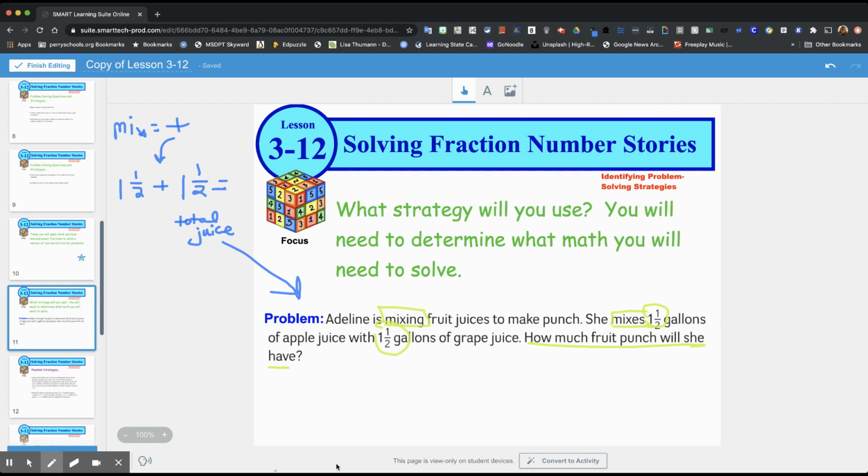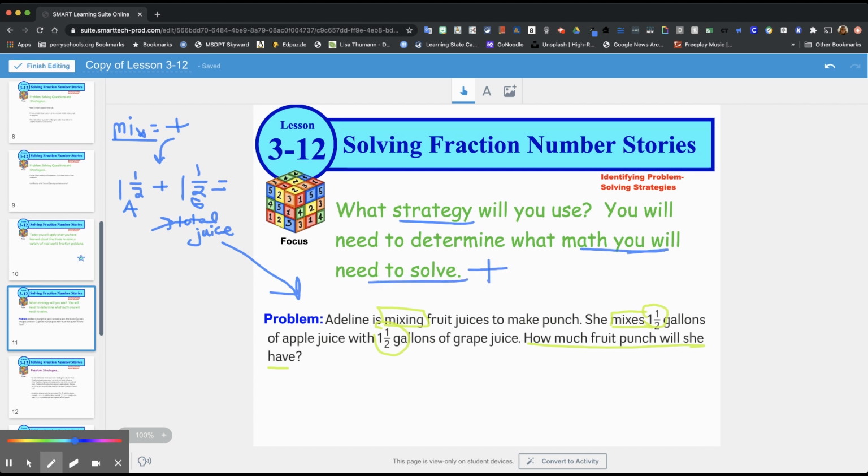I'm now evaluating, right? Up here in my notes, you can see that I wrote the word mix and I put equals add, because I know when I'm mixing something together, I'm putting the two together. I'm adding them together. Then I rewrote 1.5 gallons of apple juice mixed with, or added to, 1.5 gallons of grape juice. I got equal the total juice. So I picked a strategy and figured out the math I will need to solve was addition for this one.